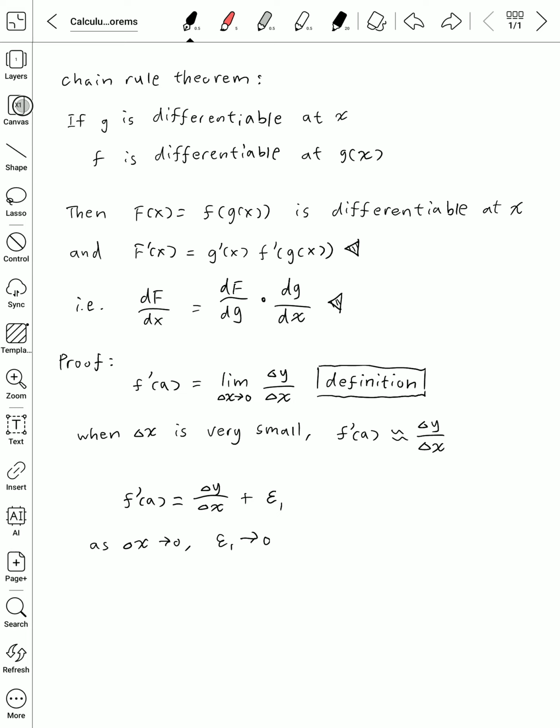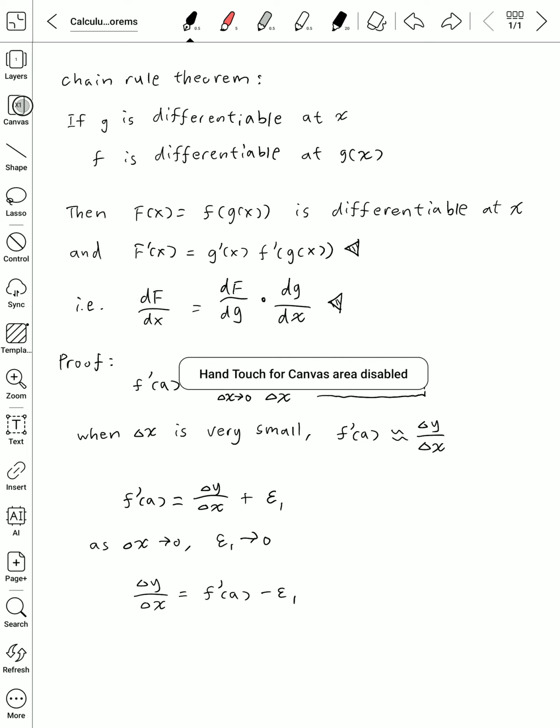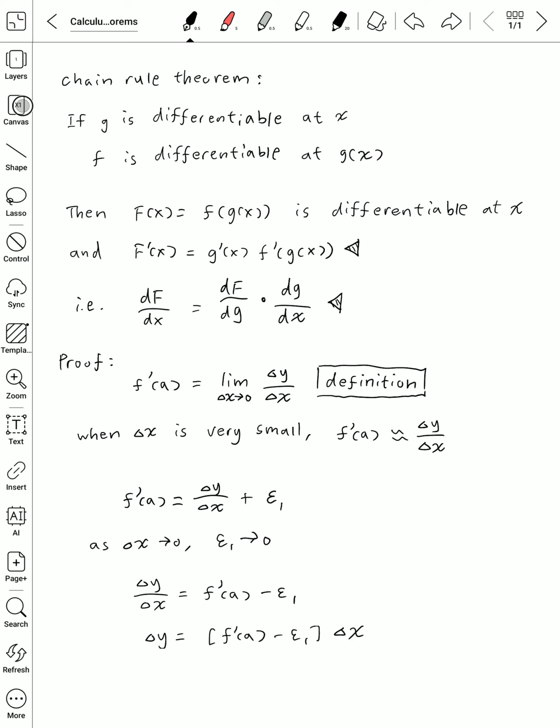Okay, but doing a little manipulation, we see delta y over delta x equals the derivative of f at a minus epsilon 1, and then delta y equals (the derivative of f at a minus epsilon 1) times delta x. So, in effect, this equation gives us the relationship between the increment using the error term and the derivative. Remember this equation, it's important. It applies for anything that's differentiable, and we're going to use it a lot of times in this proof.